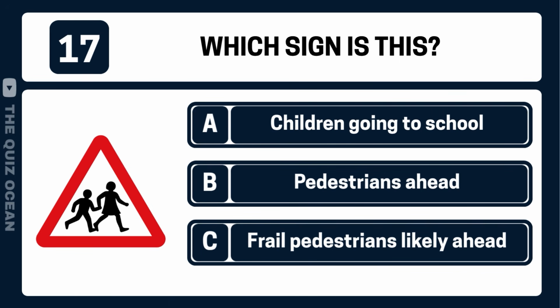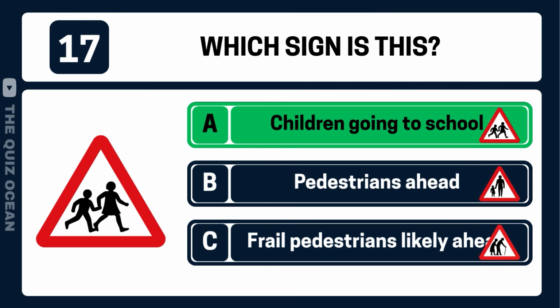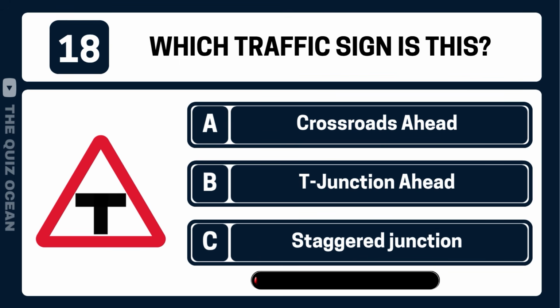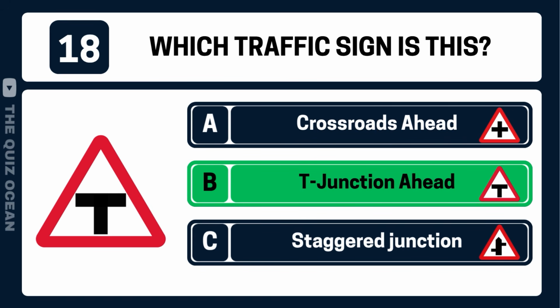Which sign is this? Nicely done. This is the children going to school sign. Which traffic sign is this? Fantastic. This is the T-junction ahead sign.